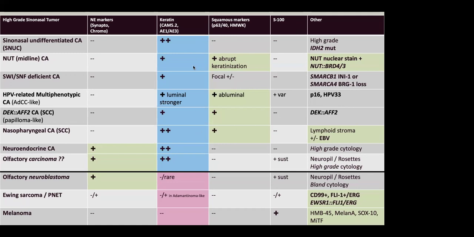The sinonasal tumors, as you can see, are burgeoning in the last 5 to 10 years. A lot of these have come to knowledge. So keep your eye out for what other ones are going to be diagnosed based on genetics or morphology in the future.